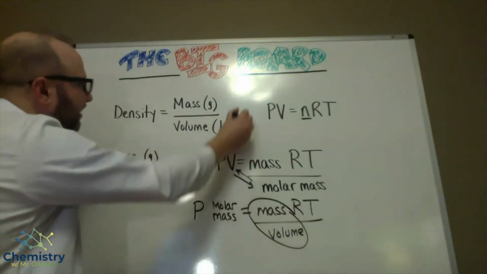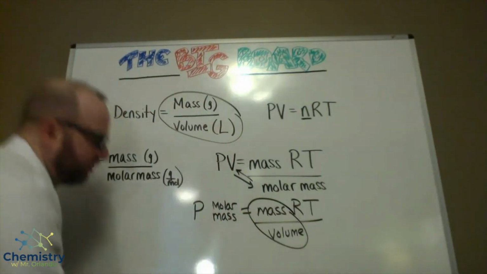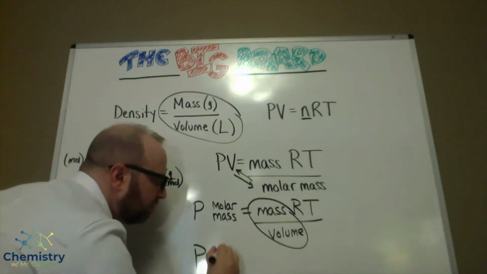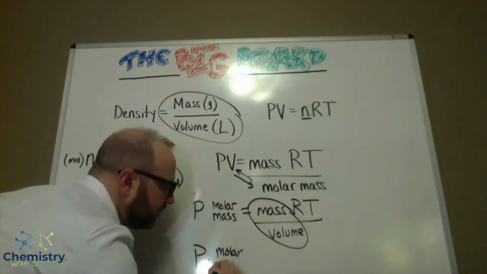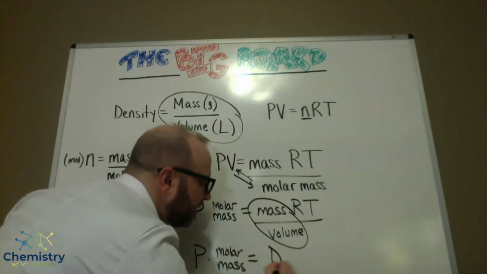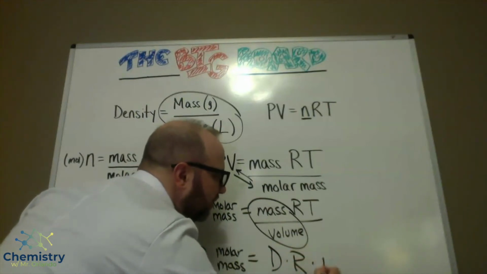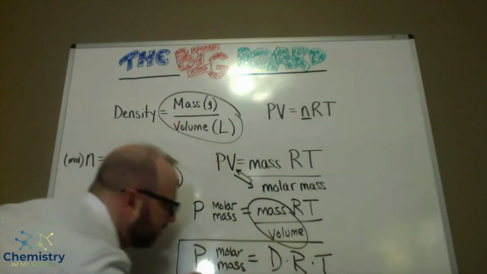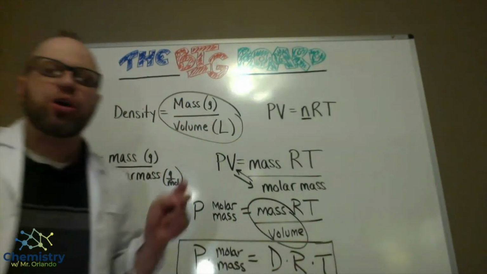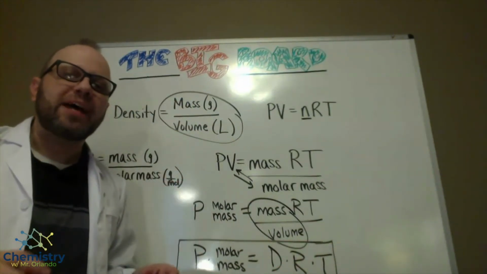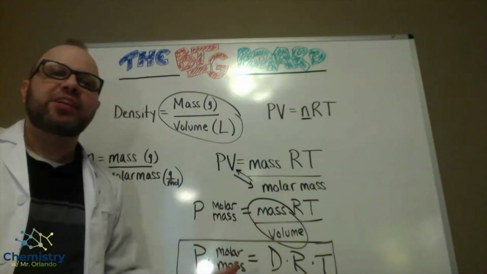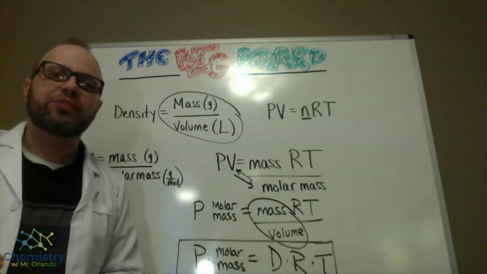Perfect. Because now this looks like this. So my final equation, P times molar mass is equal to density times R times T. And there you have it. If we have our pressure, our molar mass, and our density, we know the value of R, we can find T or whatever other variable we need to solve for.